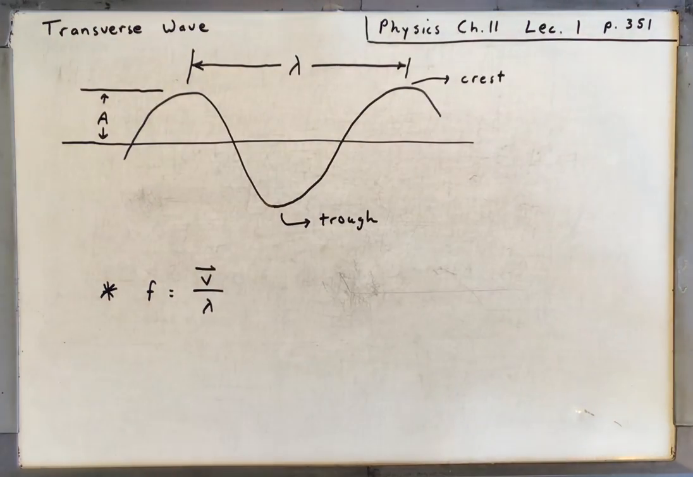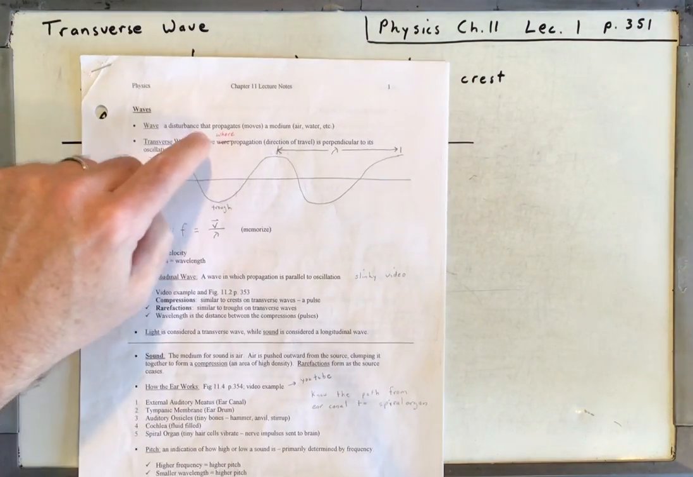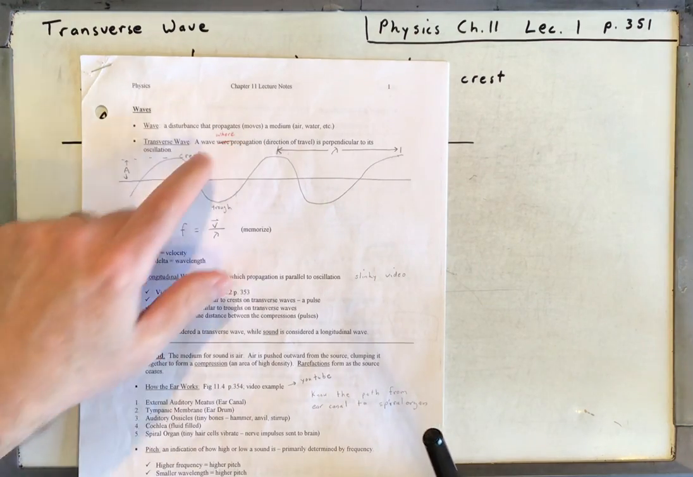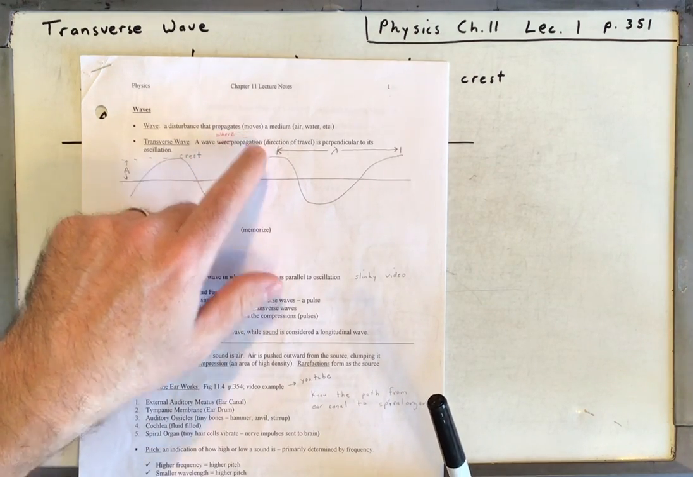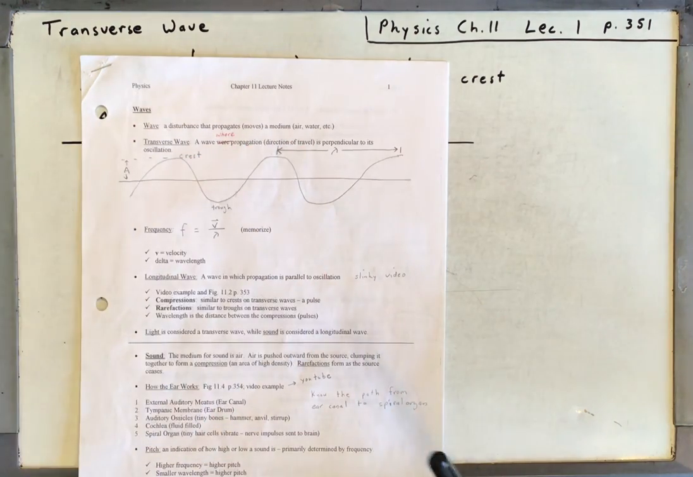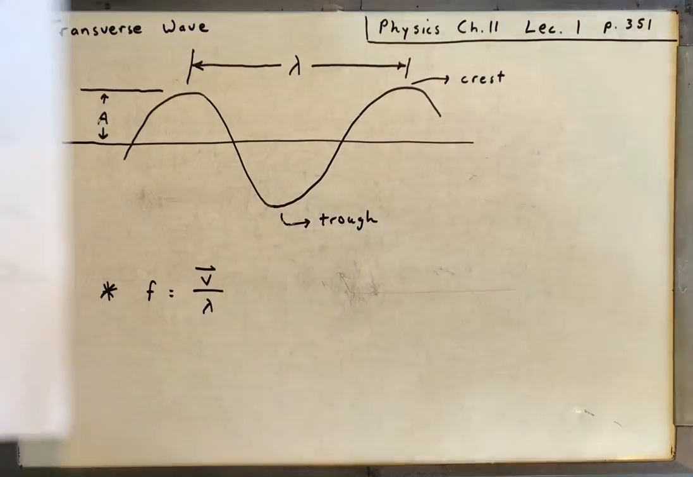So this chapter is about waves. We'll be concentrating on sound waves and light waves. I left you some space. So a wave is a disturbance that propagates through a medium, all right? Propagates is a fancy word for moves. A medium could be air, could be water, could be a solid, right?